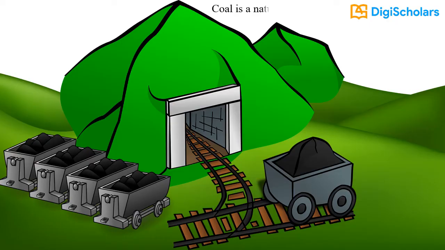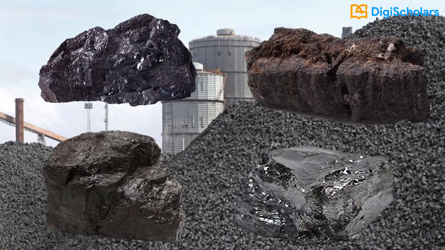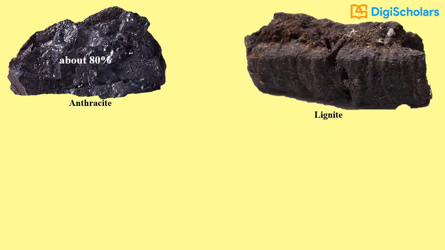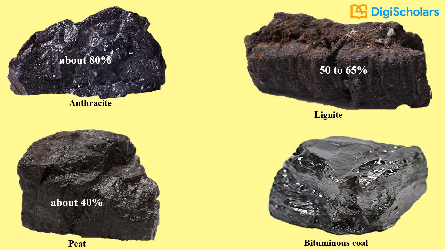Coal is a natural resource with high carbon content. Four types of coal deposits are normally found. Anthracite is one form in which carbon content is very high, about 80%. Lignite has about 50 to 65% of carbon. While peat contains about 40% of carbon, bituminous coal has less than 40% of carbon.